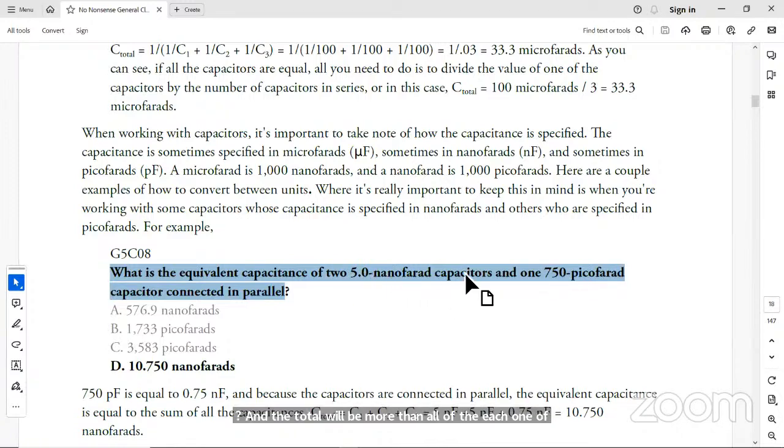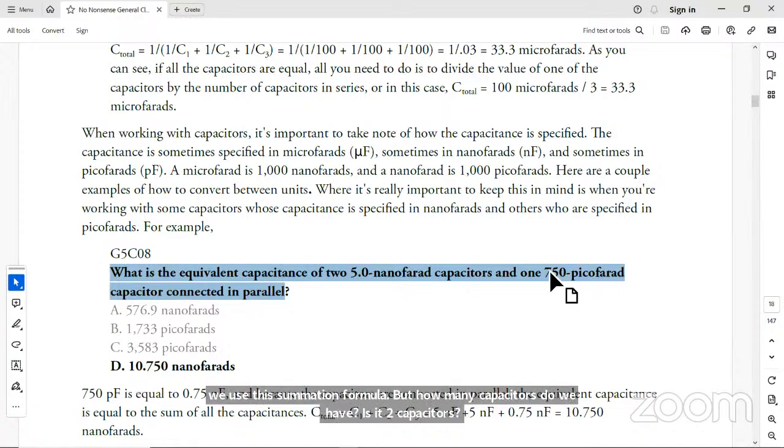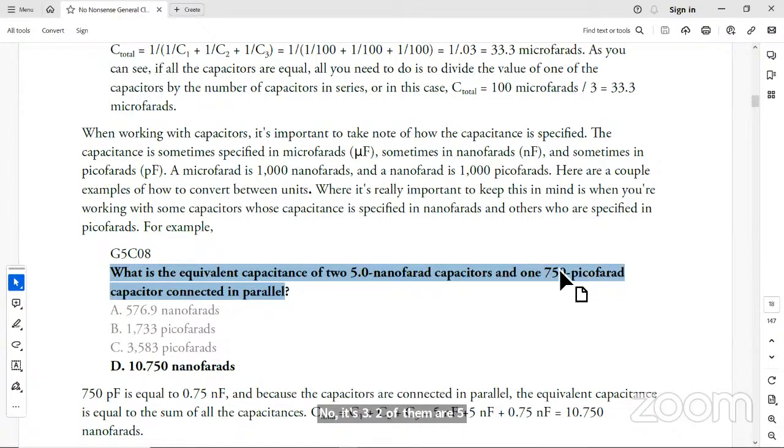But how many capacitors do we have? Is it two capacitors? No, it's three. Two of them are 5 nanofarads and one of them is 750 picofarad, but we have to do a conversion because we cannot add nanofarads directly to picofarads. So we have to convert the picofarads first to nanofarads, and then we can do a straight summation and we'll get the total of 10.75 nanofarads.